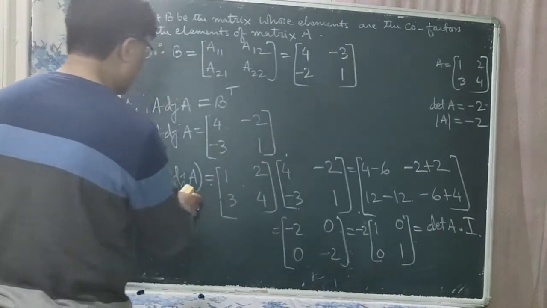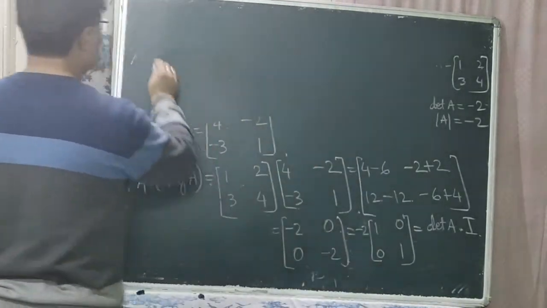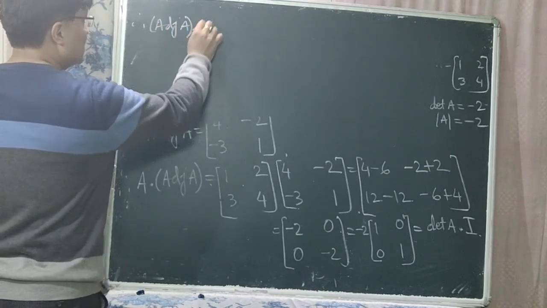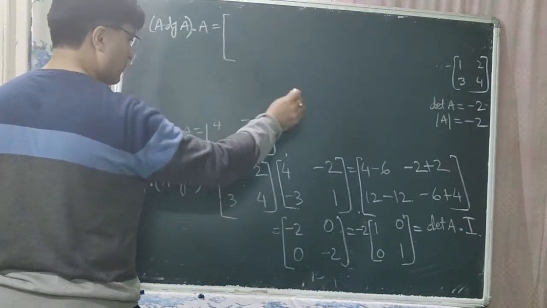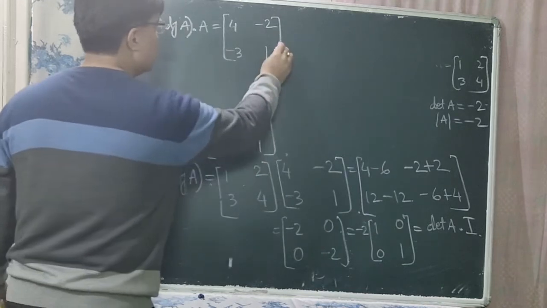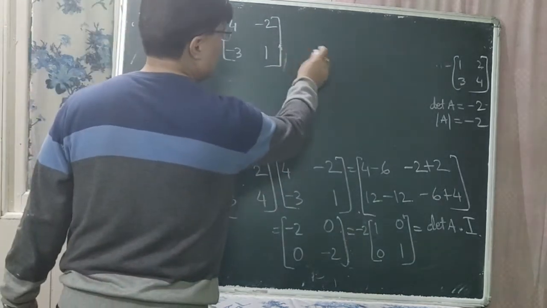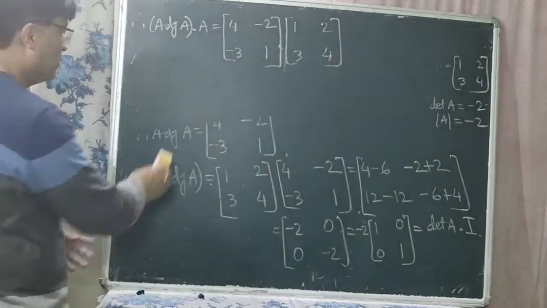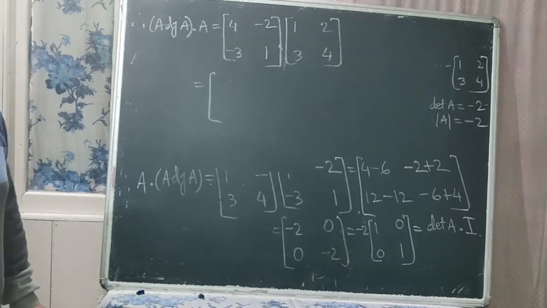Okay. So let us find out adj A dot A again. You first write adj A, then dot A. What is adj A? Actually, it is 4, -2, -3, 1. Now this matrix is written first, right? Then what is A here? A is, as you know, 1, 2, 3, 4. So let us multiply these two matrices. You know how to multiply these two matrices, isn't it?